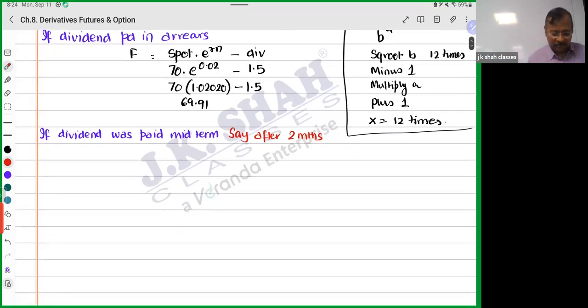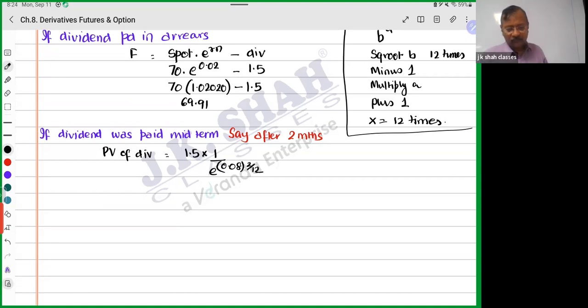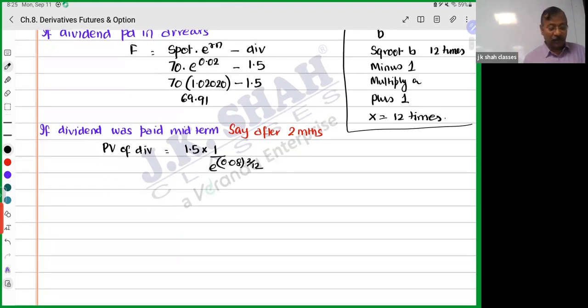One minute. See, first of all, PV of dividend. Right? This will be 1.5 dividend into 1 upon e raised to 0.08 after 2 months, 2 by 12. So this would be 0.08 divided by 6 plus 1 divided by into 1.5. 1.48.